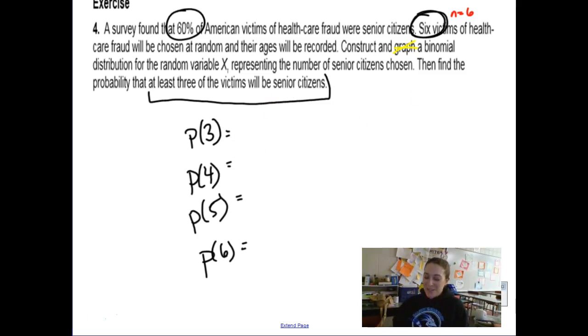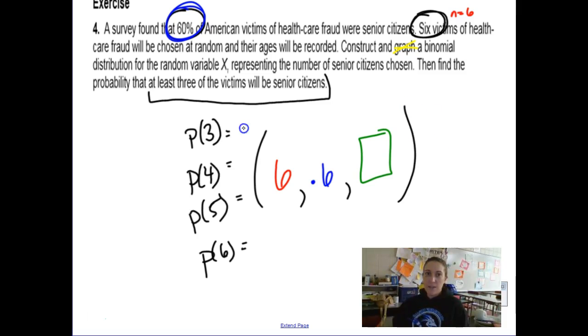Okay, so in all of these entries here, guys, it's going to start off the same. We're going to have 6 trials. Success in this case is going to be that 60% were senior citizens, right? So 0.6. And then this last number is what's going to change. So we're going to calculate each one of these. We're going to put a 3 in, we're going to put a 4 in, we're going to put a 5 in, we're going to put a 6 in.